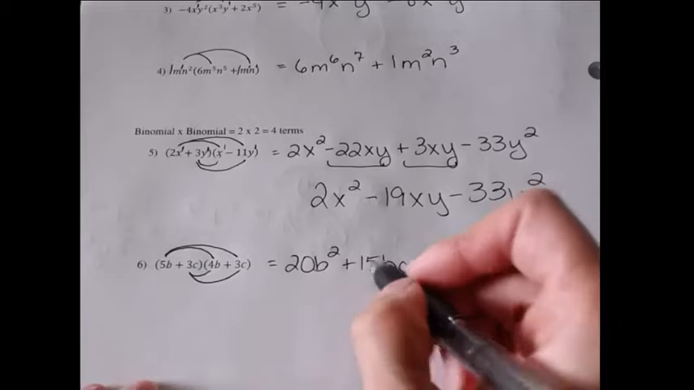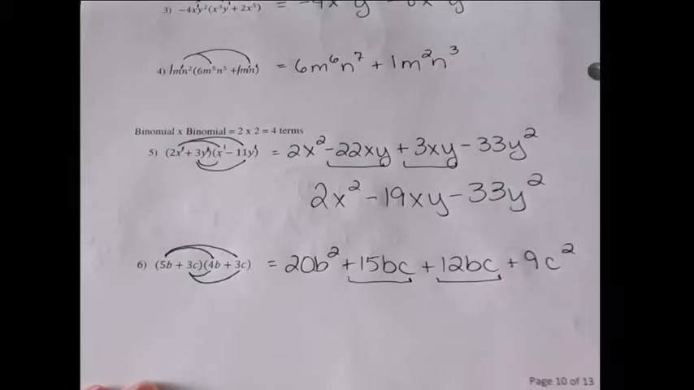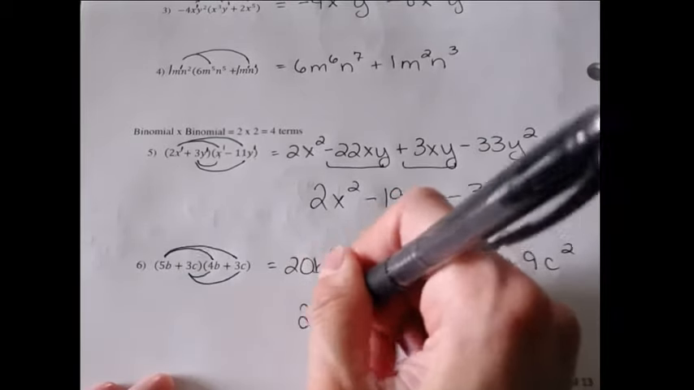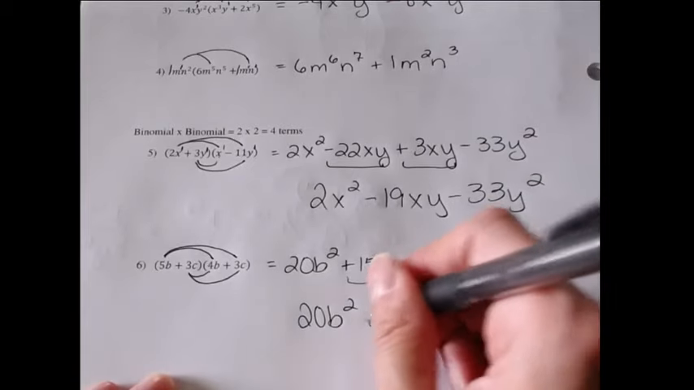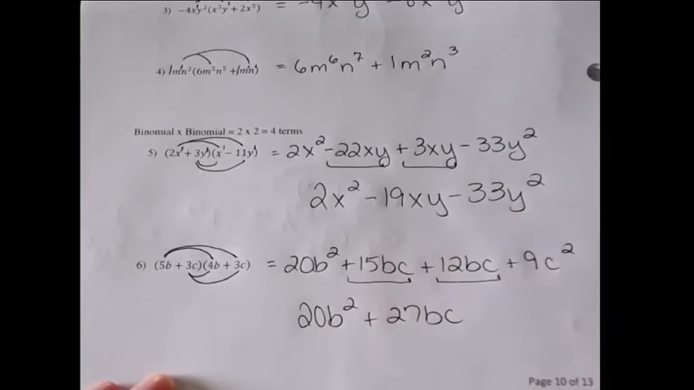Next, let's combine like terms. These two are alike. So we have 20b squared. 15 plus 12, well, that's 27. So 27bc plus 9c squared.